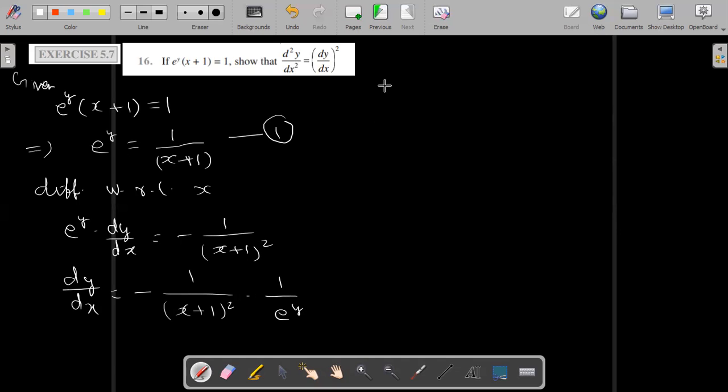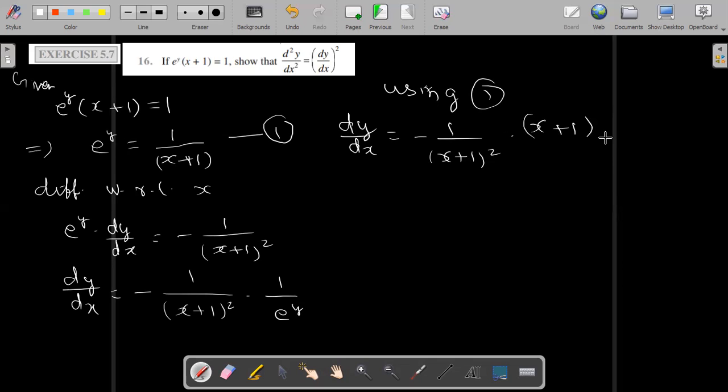And this value e to the power y, using equation number 1, we get dy by dx is equal to minus 1 by (x plus 1) whole square. 1 upon e to the power y is equal to x plus 1. Reciprocal of that is x plus 1. So x plus 1 will cancel. We get minus 1 upon x plus 1. This is our first derivative.